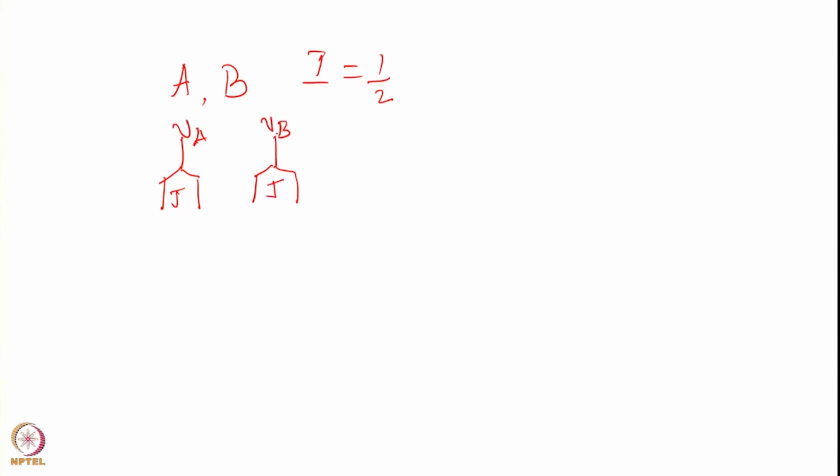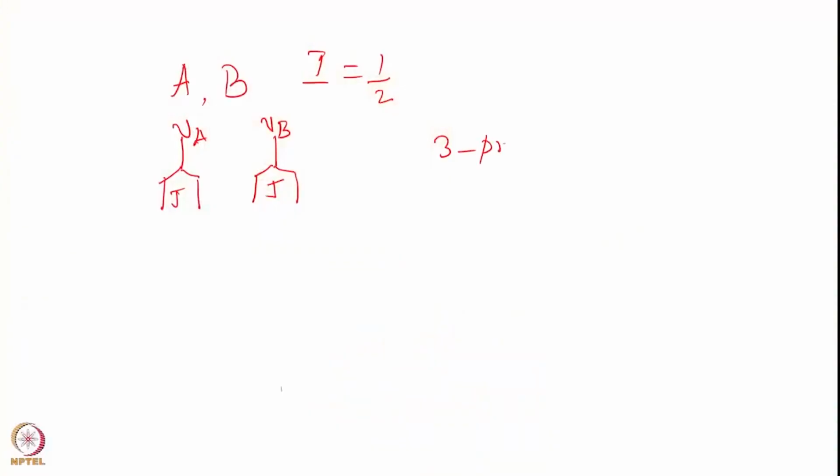But of course, in molecules you will have more than 2 protons, you will have several protons, and alcohol is one example. There are so many molecules like this. Then if there are 3, let us say you have 3 protons, I will represent them as A, M, X, some alphabets A, M, X.